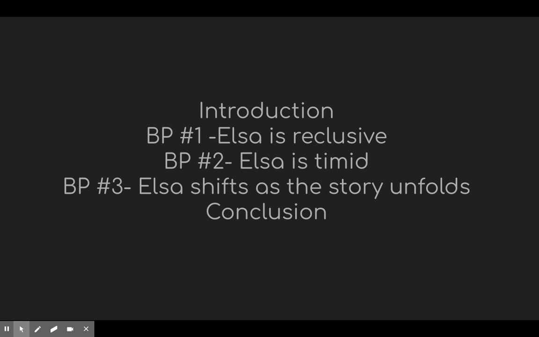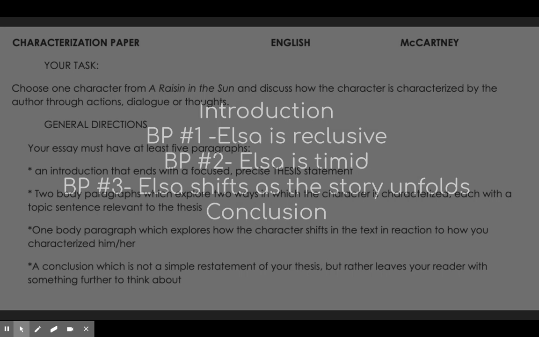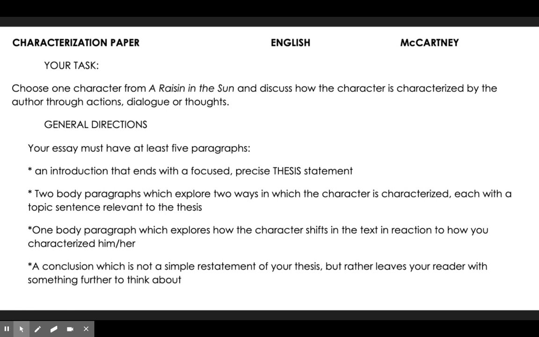So the outline would look like this. First paragraph, introduction. Second paragraph would be your first body paragraph, that she is reclusive. Second body paragraph, that she's timid. Third body paragraph, show that shift as the story unfolds, and then your conclusion. Okay, so you can see that that's clearly laid out in the directions. These first two body paragraphs, another body paragraph, so 3 body paragraphs in this piece.